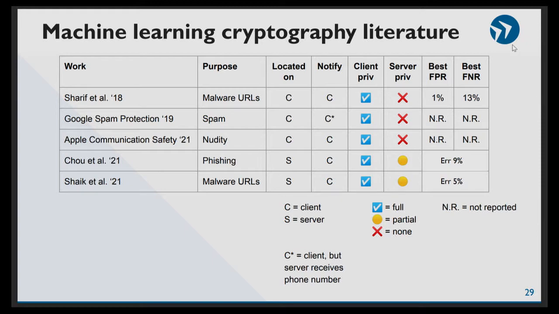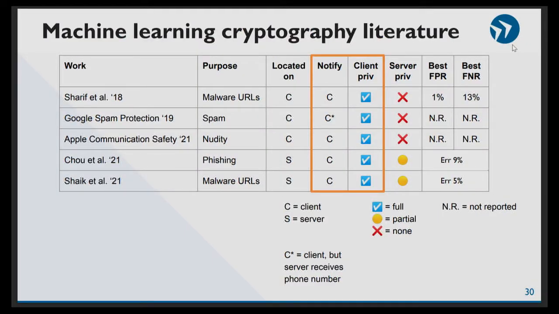So it's there. But I will also point out that every single one of these systems notifies only the client and does not notify the server. The only exception is this Google spam protection one. It does not reveal any content to the Google servers, but it does reveal the allegedly spamming phone number to Google. But all the rest of these do not.